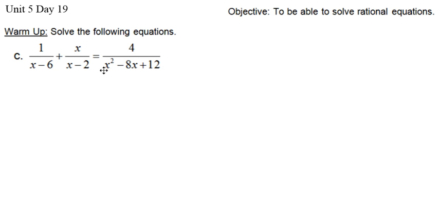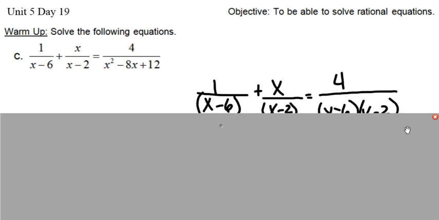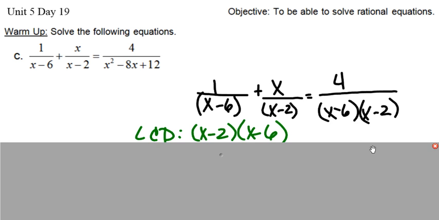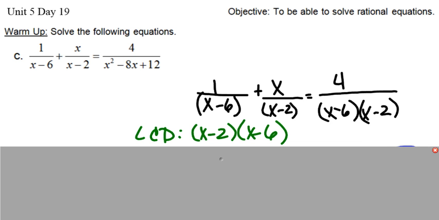So we'll take that leading coefficient times the constant. What times what gives us 12? And what plus what equals negative 8? We know the numbers that would make both of those items true would be a negative 6 and a negative 2. So we're going to put this into our factored form. And again, now that the denominators are factored, we want to make sure what's our lowest common denominator. So I need an x minus 6, I need an x minus 2, and this has both of those, so we're okay. So our lowest common denominator is going to be x minus 2 times x minus 6.